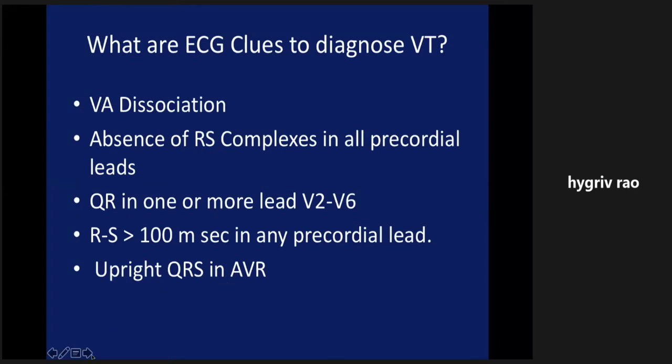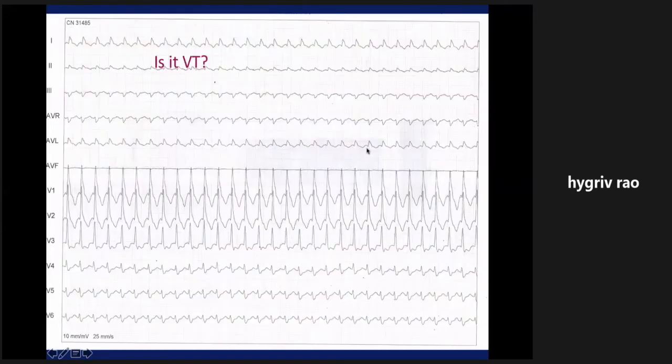Upright QRS in aVR is a very, very important sign, generally missed. aVR is the most abandoned orphan lead, it's called. But if you look at things like an upright QRS there, it's an important diagnosis of VT. Now, if you have a patient like this, it looks like a narrow QRS tachycardia. This is very, very commonly misdiagnosed.